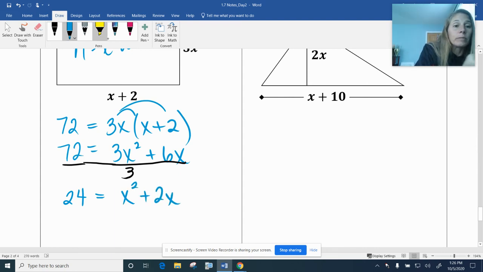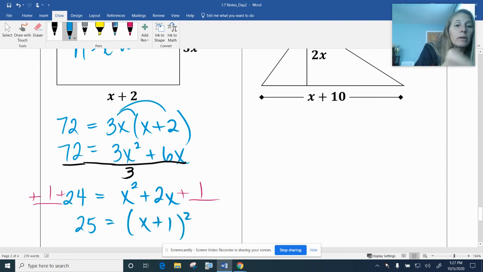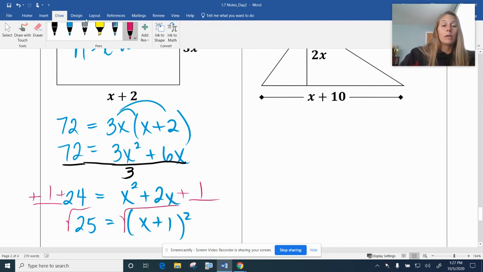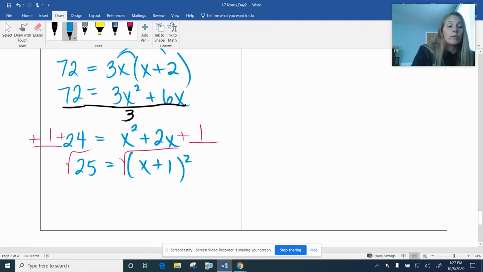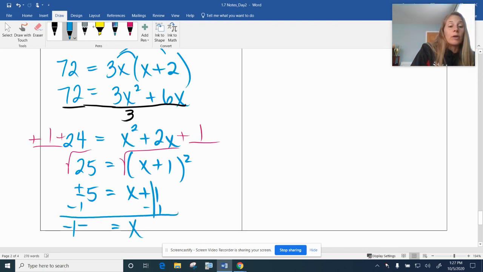Now at this point, if I figure out, well, what am I going to add to each side here? Half of 2 is 1, 1 squared is 1. So I have 25 equals, and now I can write this as x plus 1 squared. Now at this point, I don't want to put it in vertex form. I actually want to solve it, so I'm going to utilize those square roots. So when I square root the 25, I get plus or minus 5. Over here, I'm left with x plus 1. Subtract the 1. So x equals -1 plus or minus 5.